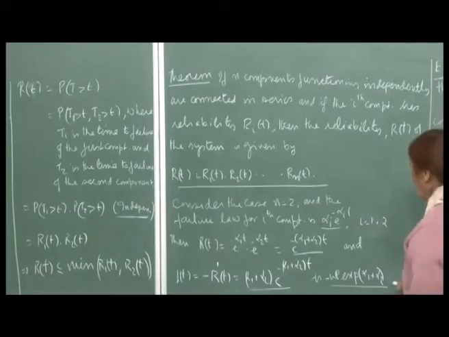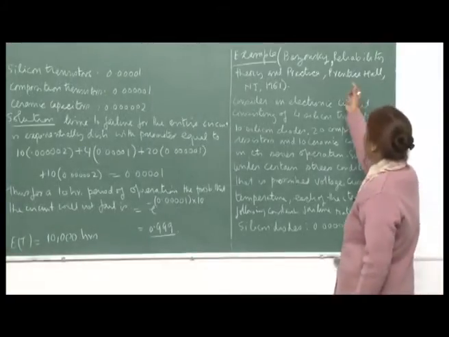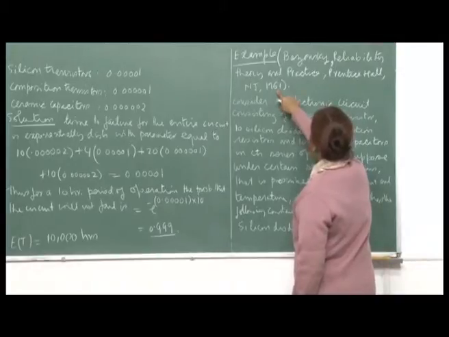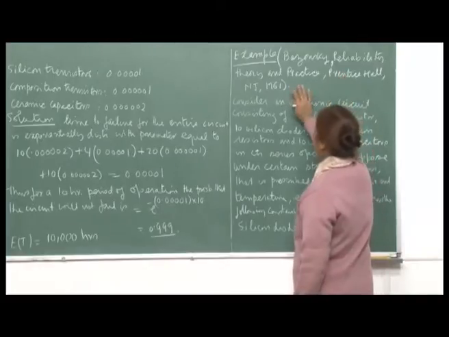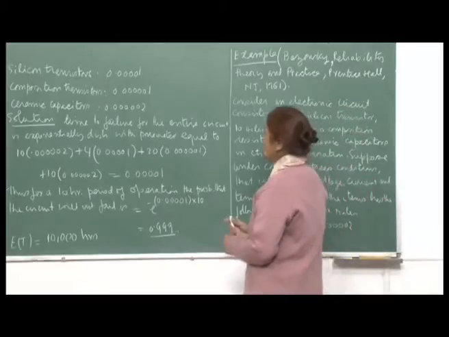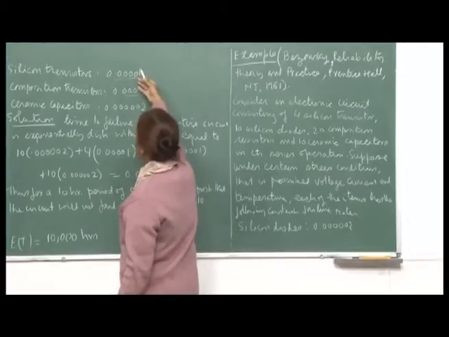So, now we can look at some more examples, and then we will look at another kind of system, which is when you have components arranged in parallel. I have taken this example from a book published in 1961, Bazovsky, Reliability Theory and Practice, Prentice Hall. Maybe the book is not available now, but I chose the example because these figures are not easily available, such as the failure rate for a silicon transistor, composition resistor, and so on.